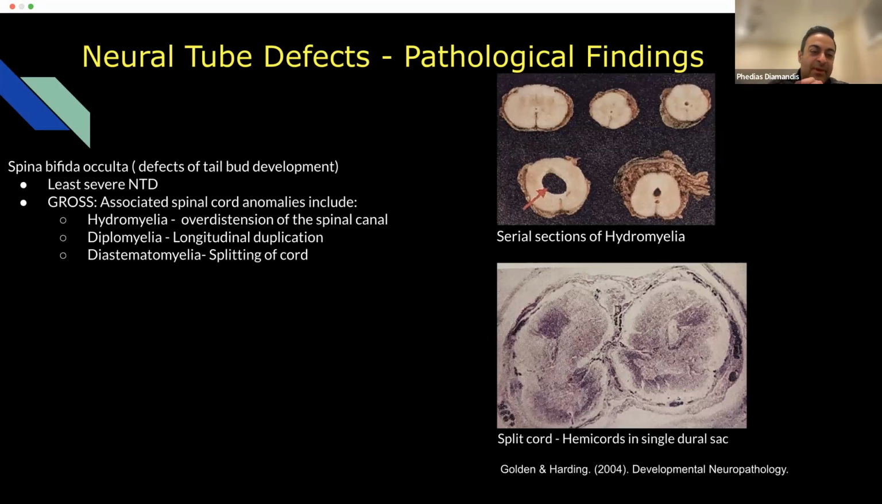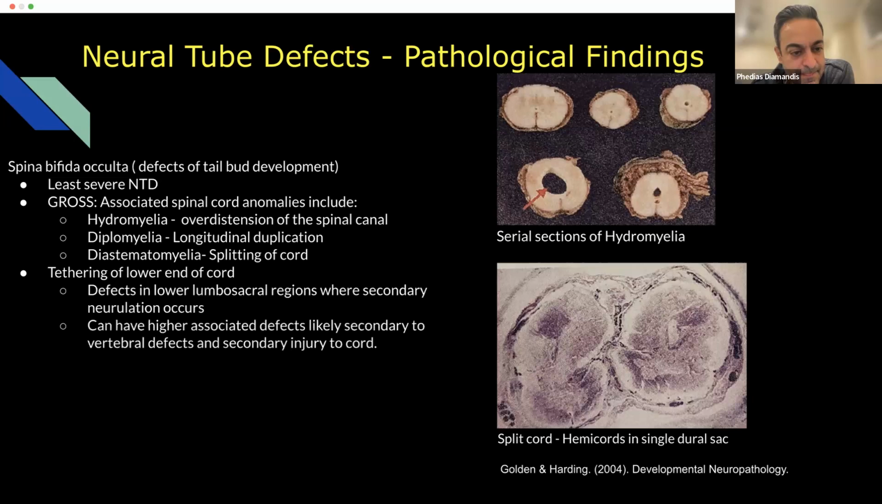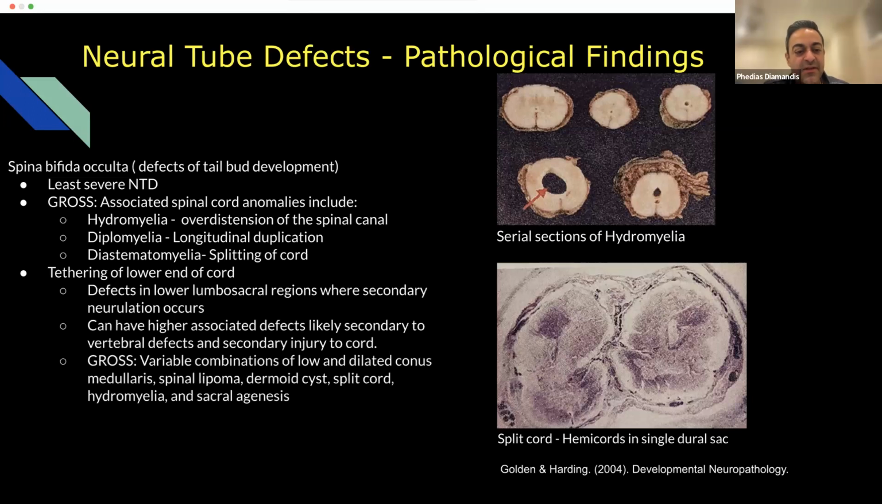So diastematomyelia is that there's a splitting of the cord and then a complete frank duplication. These may be in separate dural sacs. It can be in a single dural sac. And really, I think the fundamental thing is that there's tethering of the lower cord because of incomplete separation from the mesoderm during this condensation of secondary neurulation. Just because there's tethering at the bottom, I think that could lead to some of these other defects higher up. So just to keep that in mind.